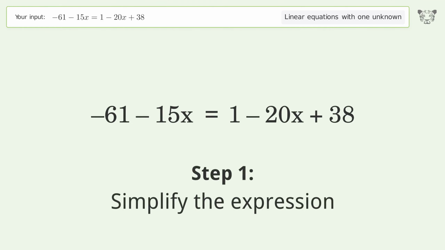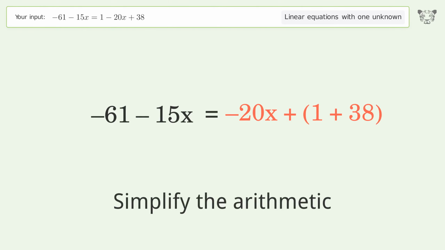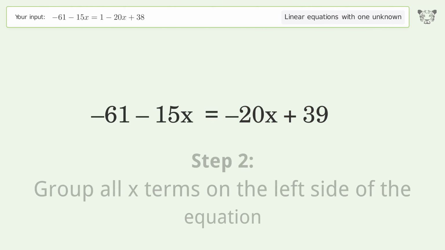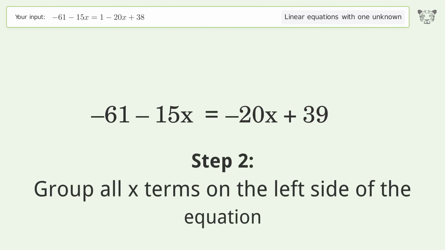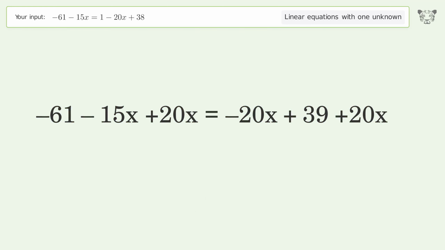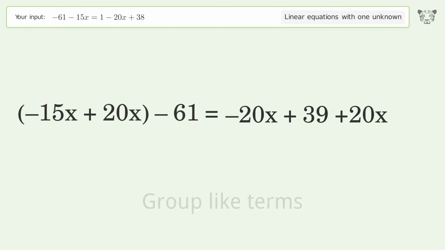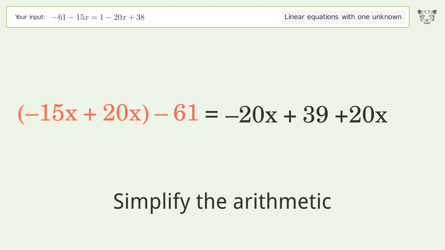Simplify the expression. Group like terms. Simplify the arithmetic. Group all x terms on the left side of the equation. Add 20x to both sides. Group like terms. Simplify the arithmetic.